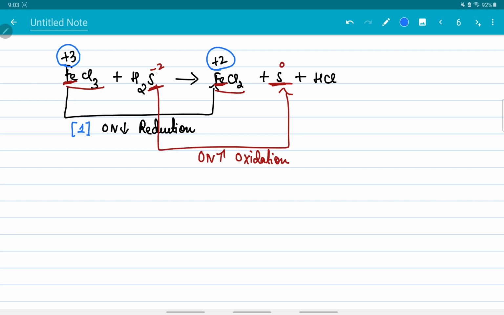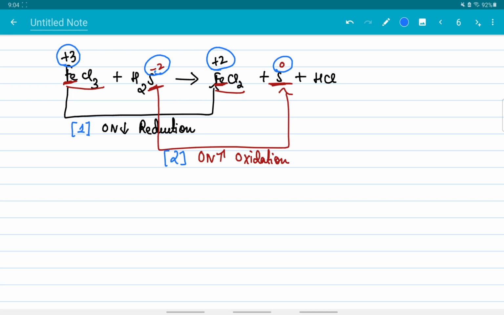Now in the sulfur case, sulfur here is -2 and here it is 0. So the overall difference in the oxidation numbers is 2. If you do 0 minus (-2), it becomes 0 plus 2, that is nothing but +2. So here the oxidation number difference is 2. So we have got the oxidation number difference and the reduction number difference on both sides.